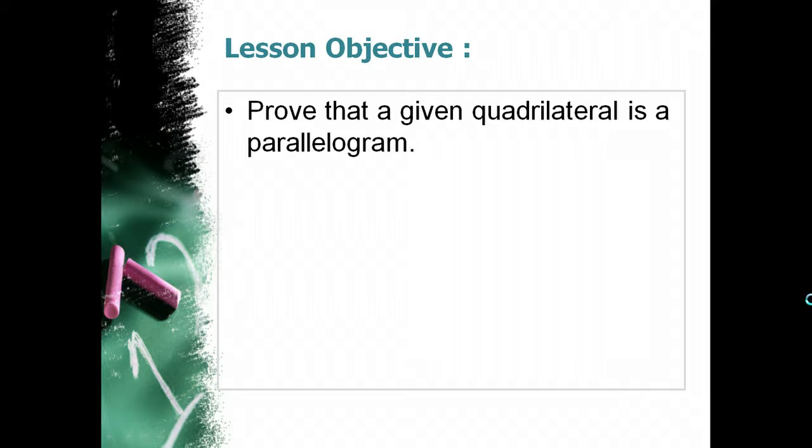Up until this lesson, we've looked at all the properties of parallelograms, and we said, if a quadrilateral is a parallelogram, then it has these properties. In this lesson, we are looking at all the converses. If a quadrilateral has these properties, then it is a parallelogram.